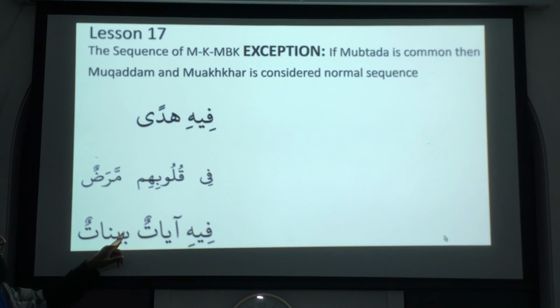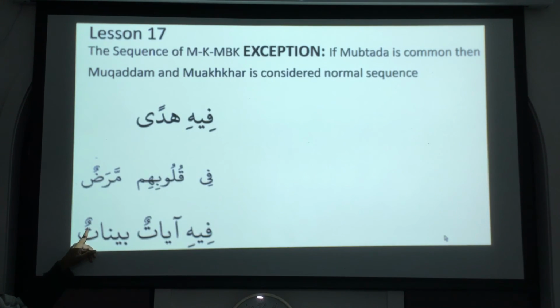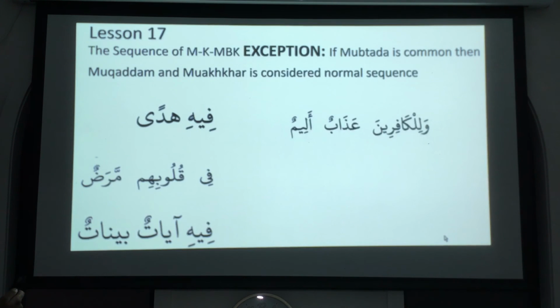And look at this, ayatun bayyinatun. It's rafa, mawsuf and sifa, both rafa. Ayatun bayyinatun, mawsuf sifa in rafa. Now, for the examples that we did, actually there's another one we can do here.